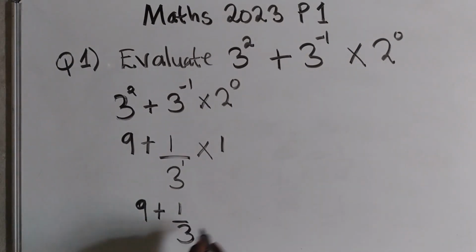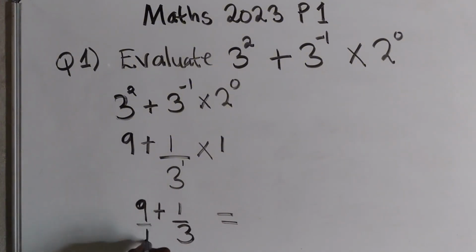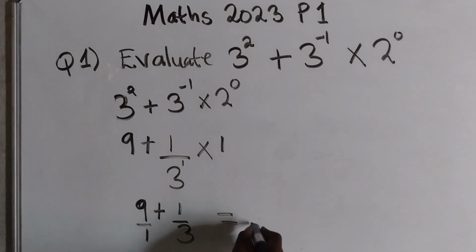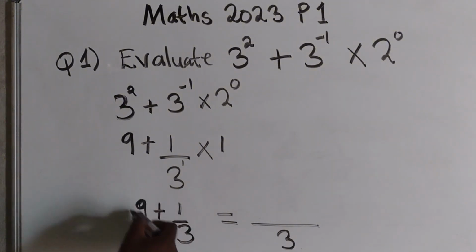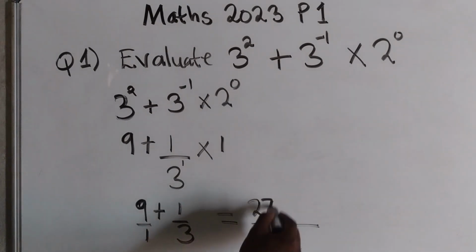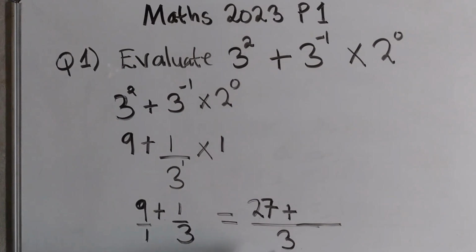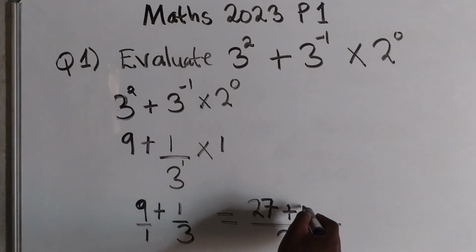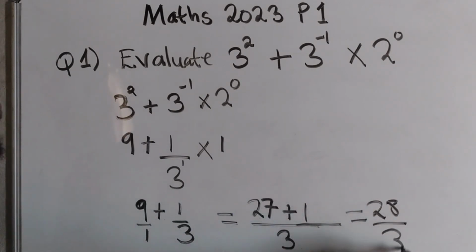Then from here, what's next? This is a fraction and this is a whole number, so make it a fraction also, and find the lowest common multiple that 1 and 3 can go into without giving you any remainder. This number is a 3. So 1 into 3, it's 3. 3 times this 9, you are going to get 27. Plus 3 into 3, it's 1. 1 times this 1 gets a 1. Then from here, let's add 27 plus 1 to give us 28 over 3.